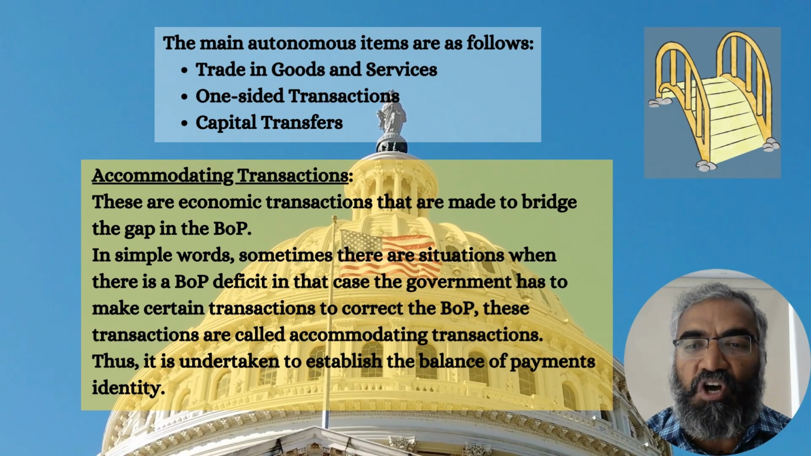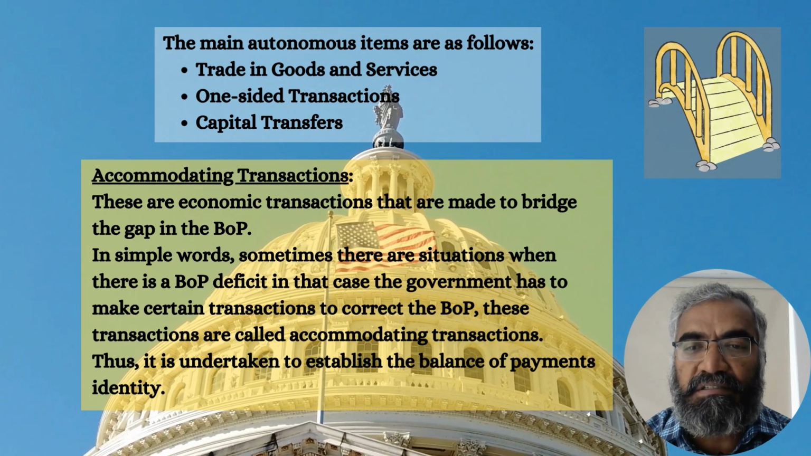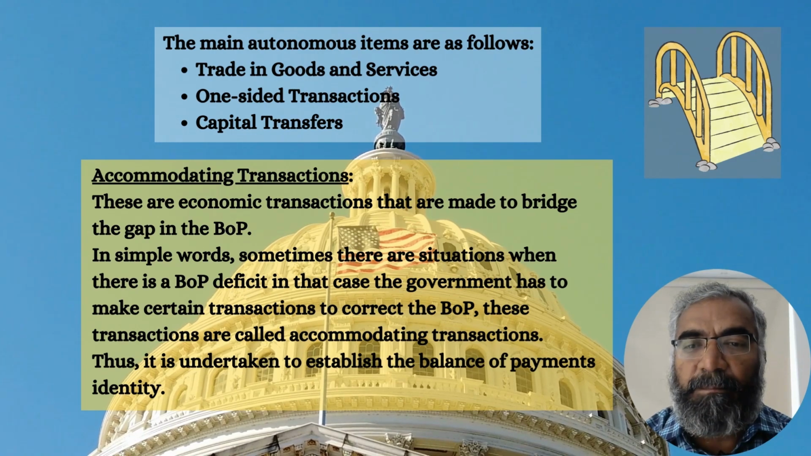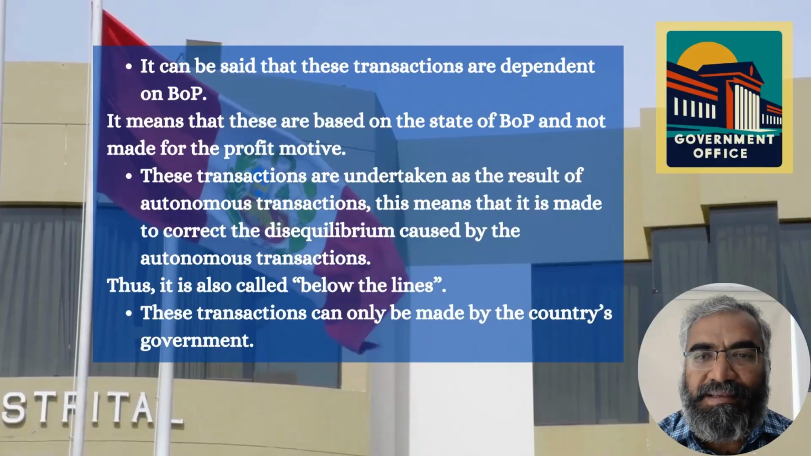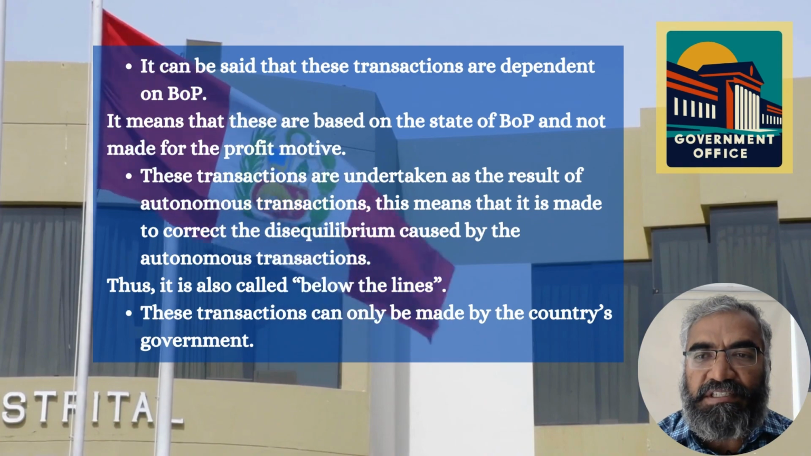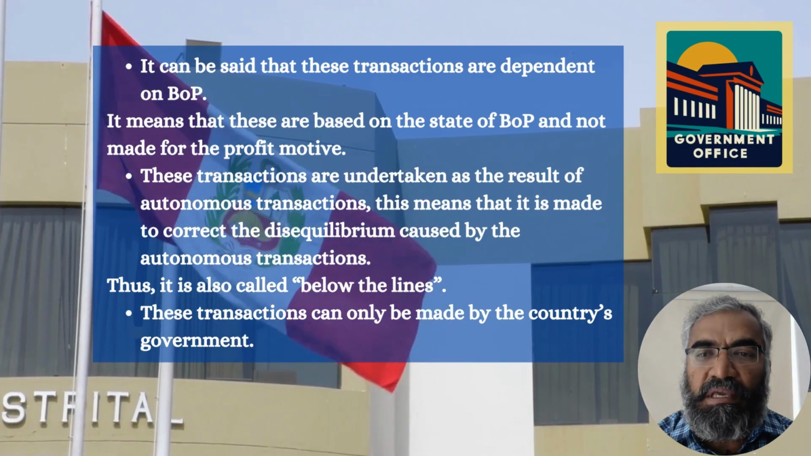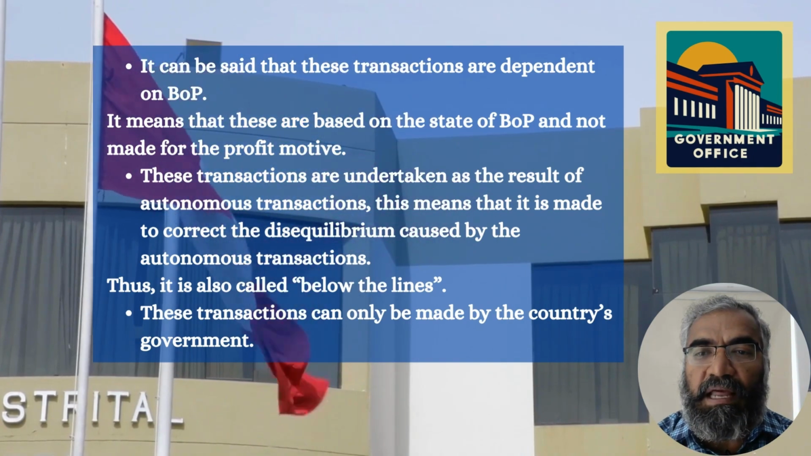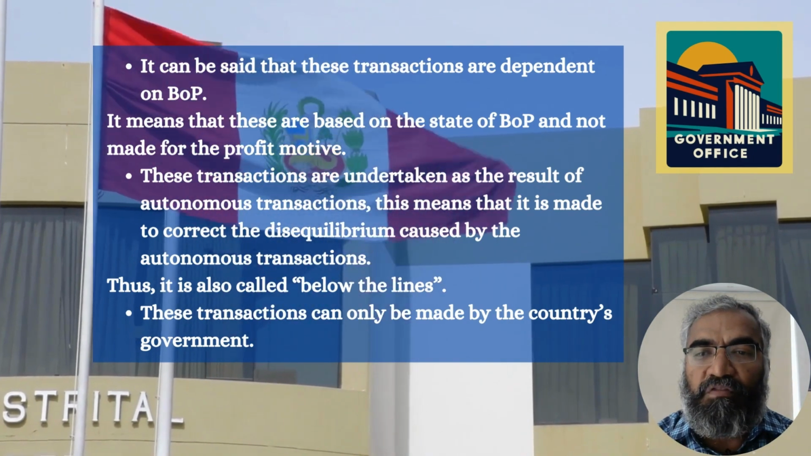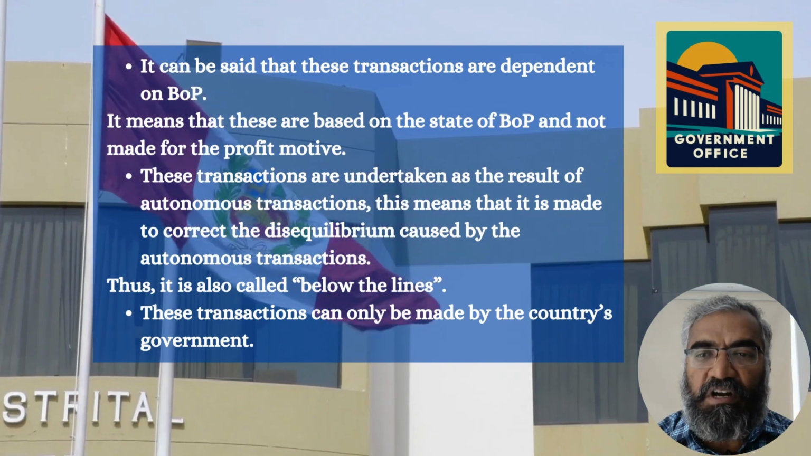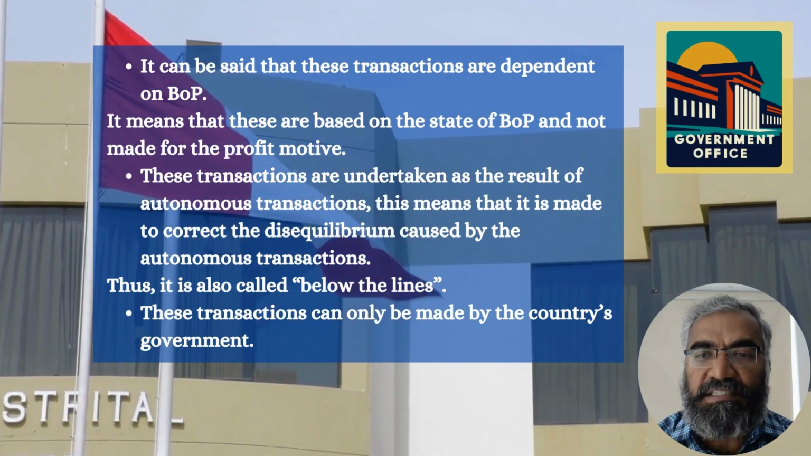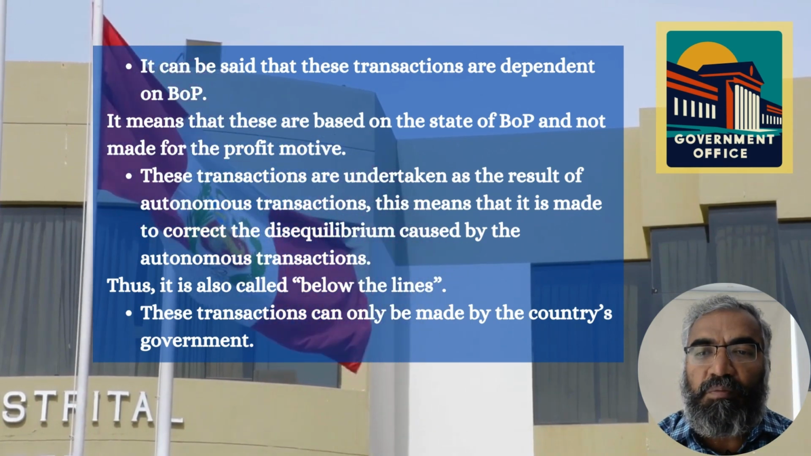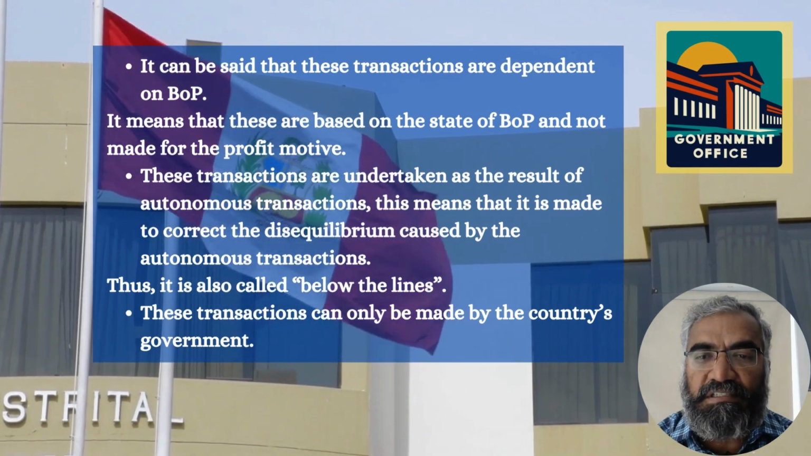These transactions are called accommodating transactions. Thus, they are undertaken to establish the balance of payments identity. It can be said that these transactions are dependent on BOP. It means that they are based on the state of BOP and not made for the profit motive. These transactions are undertaken as a result of autonomous transactions. This means that they are made to correct the disequilibrium caused by the autonomous transactions.